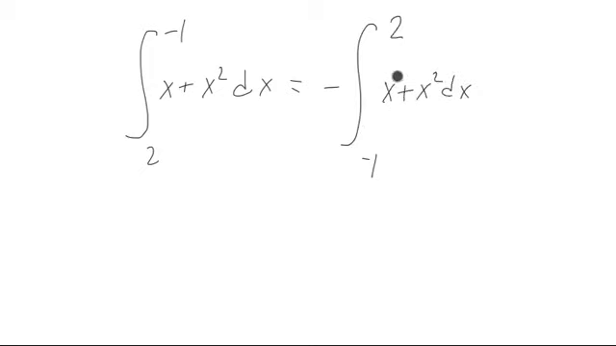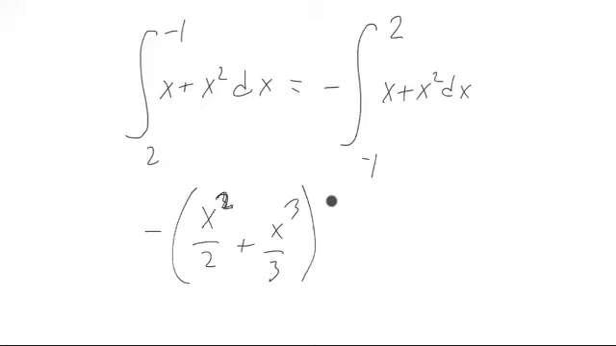Then we can just carry out the computation. Take an antiderivative, x squared over 2 plus x cubed over 3. And then we have a negative out here, and just plug in from -1 to 2.